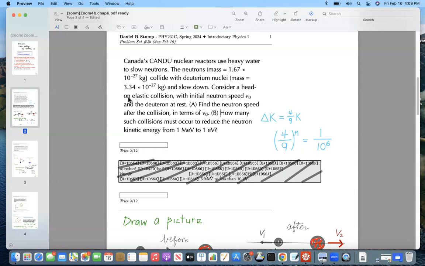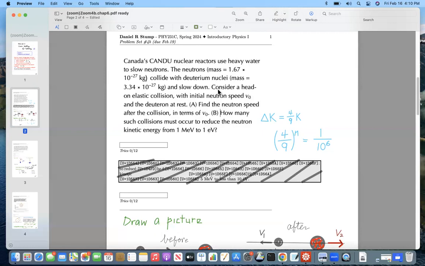So it says here, consider a head-on elastic collision with initial neutron speed v0, and initially the deuteron is at rest. Deuteron is a hydrogen isotope. Then part A, find the neutron speed after the collision in terms of its initial speed, v0. And then there's a part B, how many such collisions must occur to reduce the neutron kinetic energy from 1 MeV, the kind of energy it might have when it's produced in a nuclear reactor, to 1 electron volt. We're talking about kinetic energy here, after some number of collisions.